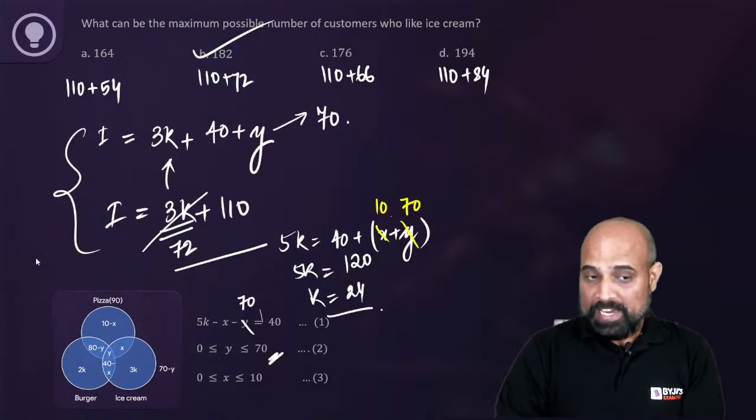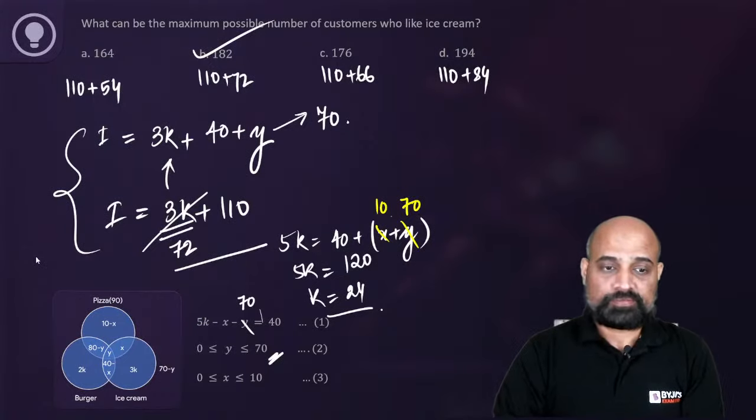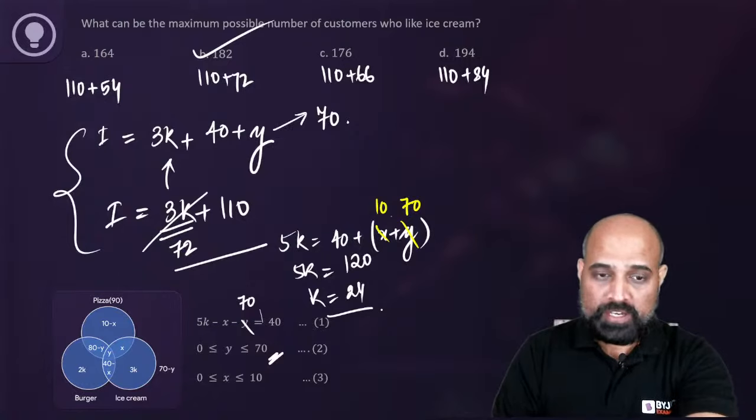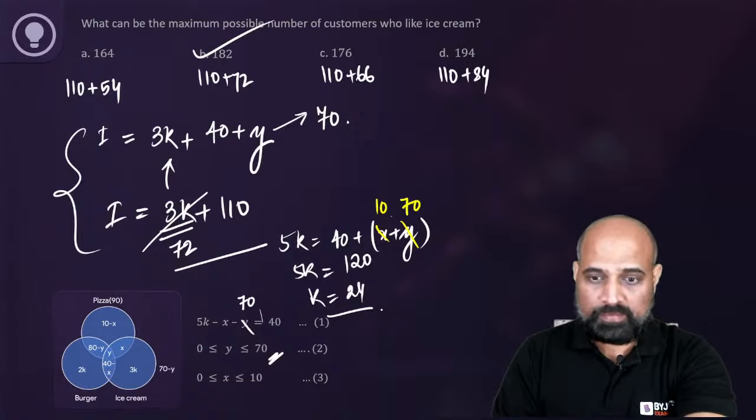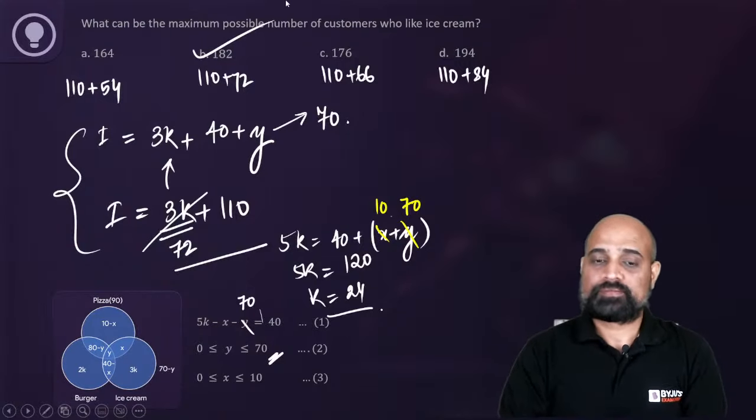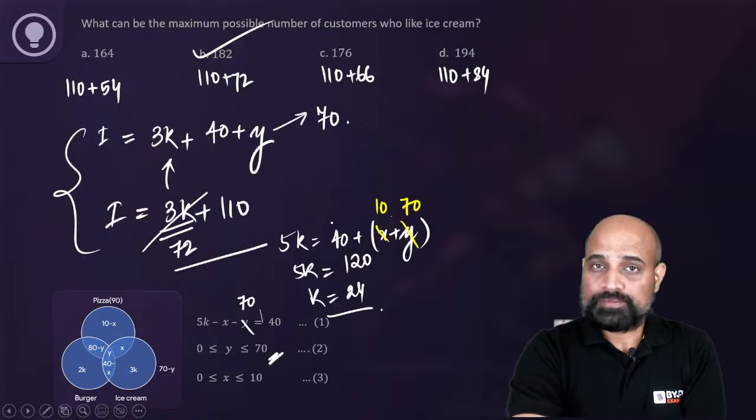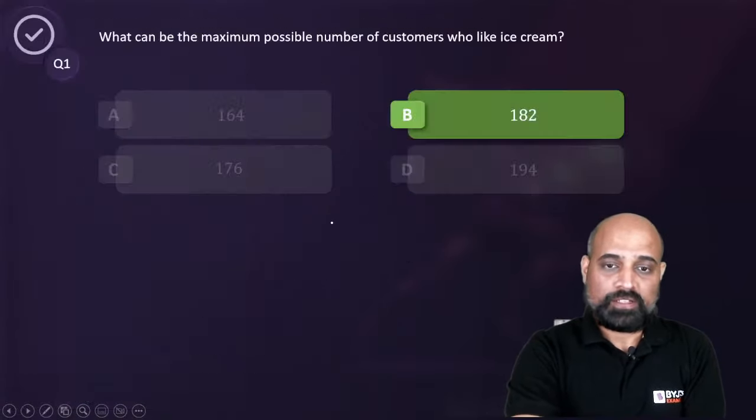Let me know if you have any doubt in this. किसी को कुछ पूछना है? Go ahead and ask. 182? No doubt? ठीक है. So 182.